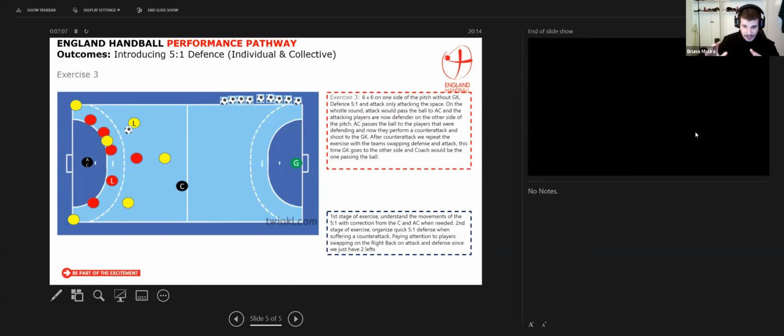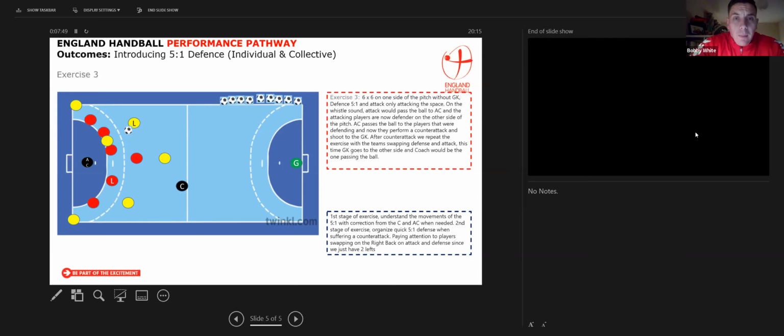Let me now explain how this would consist. First team just attacks the space, making the ball go from one side to another. Whistle, the ball goes to the coach. The ones that were attacking go to defense, and the ones that are defending go to attack. They finalize the counter attack, and we repeat the exercise on the other side. Goalkeeper goes to the other goal. And that should be it, applying the 5-1 defense on a 6 versus 6 situation. No more than that.